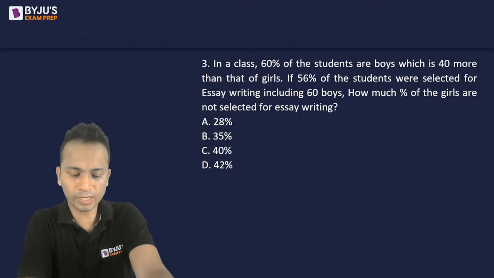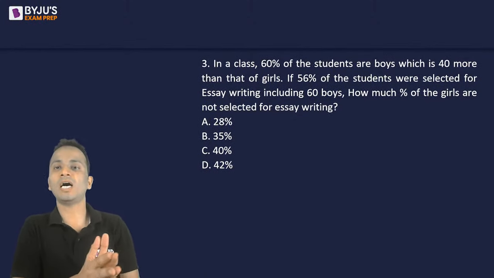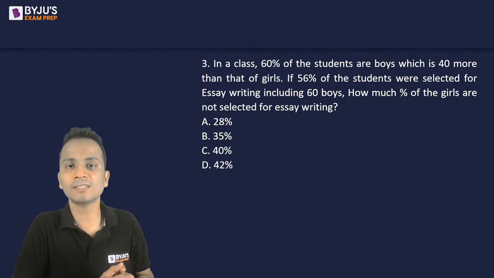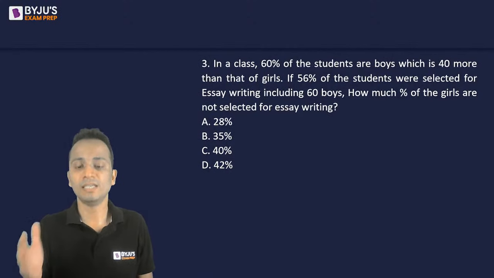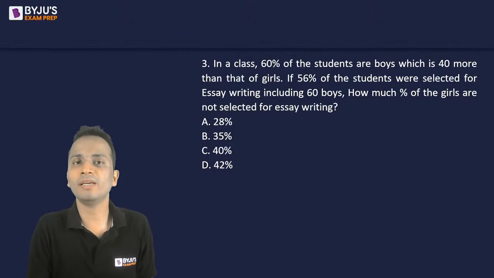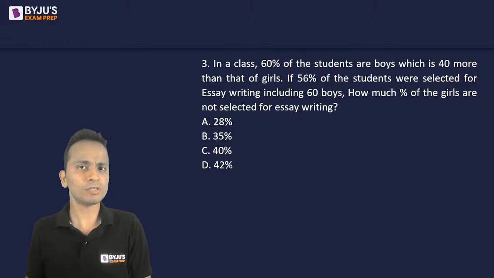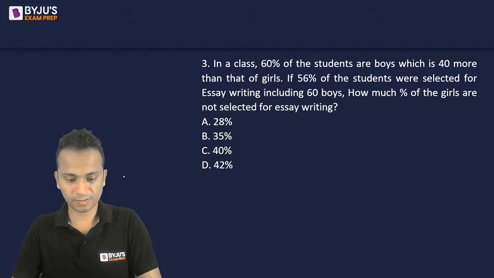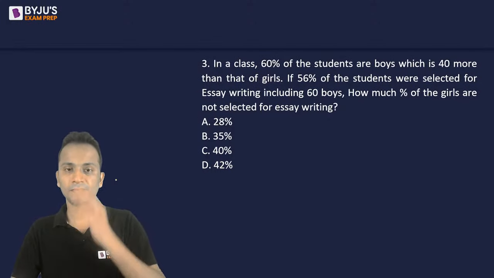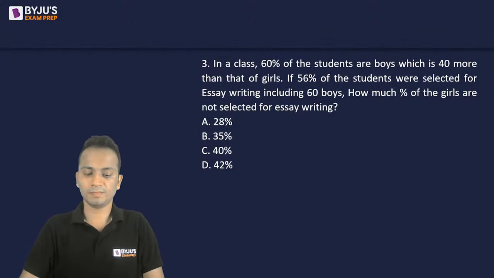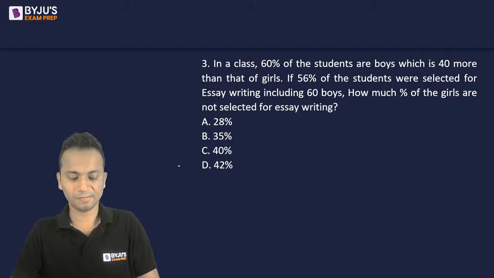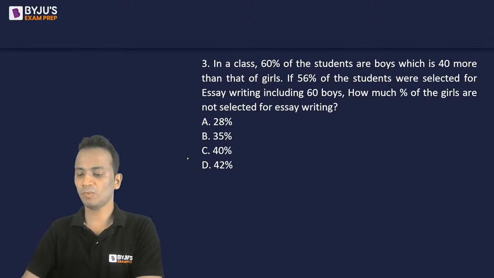So let's go ahead and look at this one. It says in a class 60% of the students are boys, which is 40 more than the number of girls. So the number of boys is 40 more than the number of girls. So from here you'll be able to calculate the total number of students in the class, out of which 56% were selected for essay writing, and this included 60 boys. So you will be able to find out the remaining girls who were selected for essay writing. From here you'll be able to find out the number of girls which were not selected out of the total girls, and you'll have to calculate this percentage. Any answer for this?